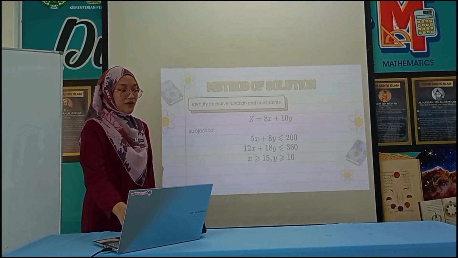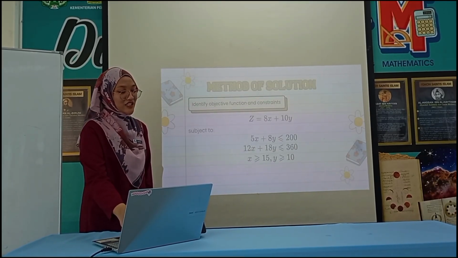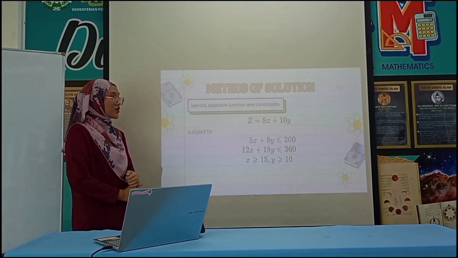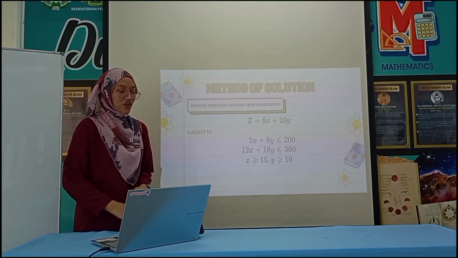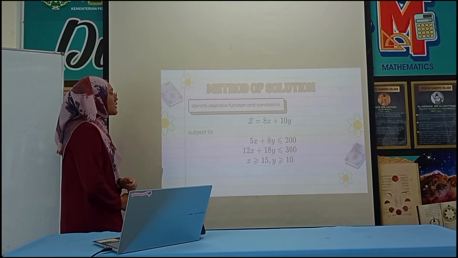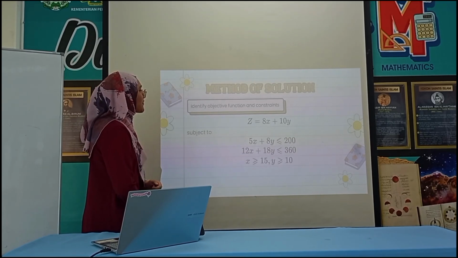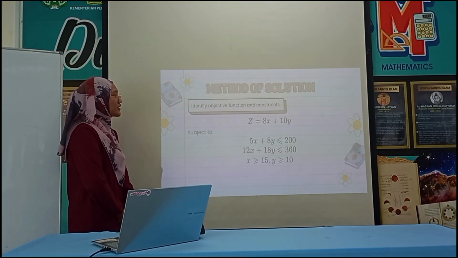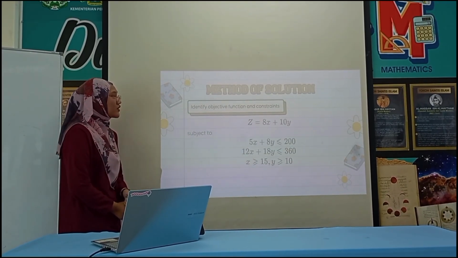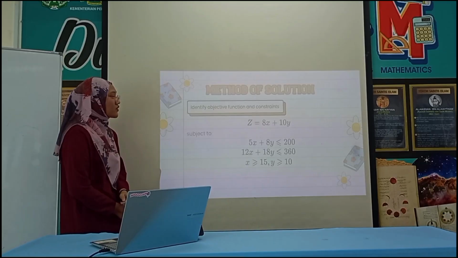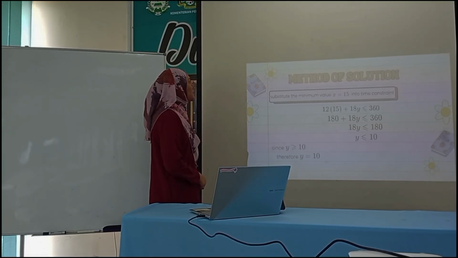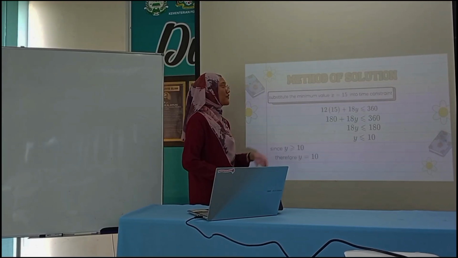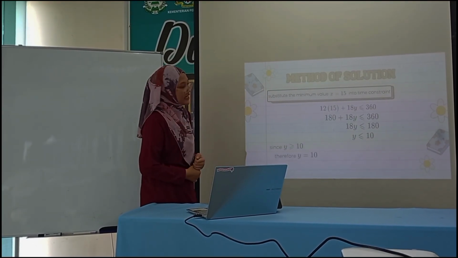So, her method of solution. In this section, I will explain the method used to solve the problem. First, step 1, we have to identify the objective function and constraint. Before this, we already know the objective function and constraint. Okay, step 2, substitute the minimum value x equals 15 into the time constraint.